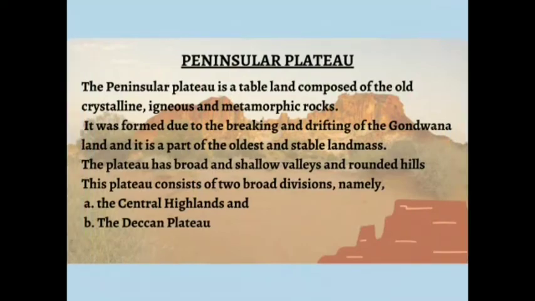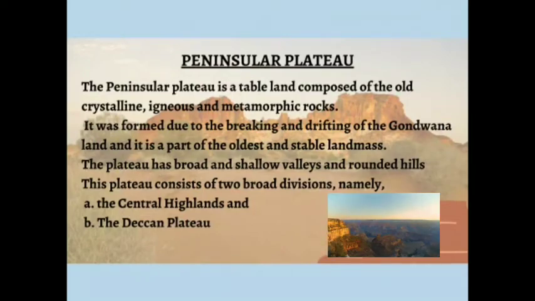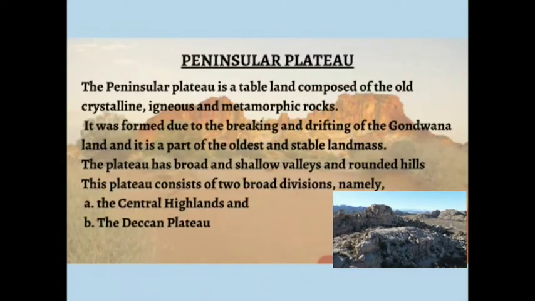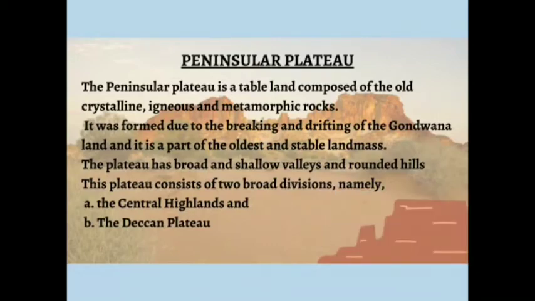The Peninsular Plateau is a tableland composed of old crystalline, igneous and metamorphic rocks. It was formed due to the breaking and drifting of Gondwana land, and it is part of the oldest and stable landmass. On the other hand, the Himalayan mountains were young fold mountains. But this Peninsular Plateau is older than the Himalayan ranges and is a stable landmass.